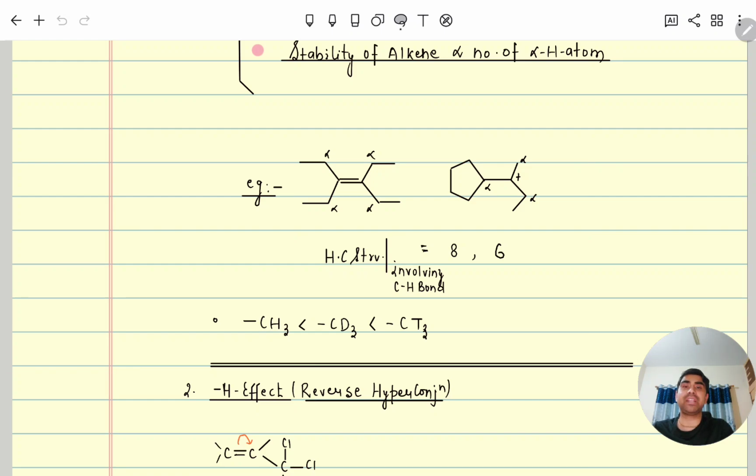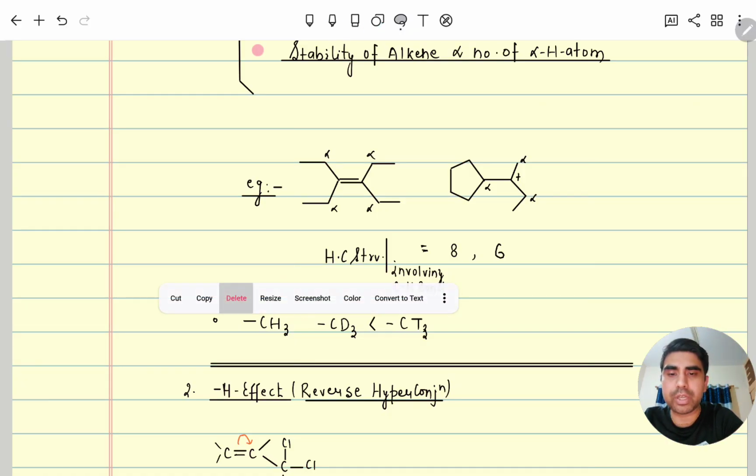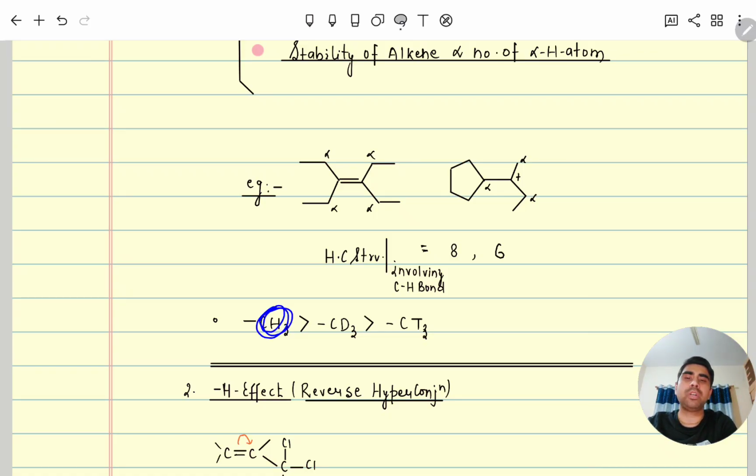Now you remember I told you, for inductive effect, tritium has more plus I effect. Here, for hyperconjugation, it will be the opposite of that. I'm sorry, this one we need to correct. So the more plus H effect will be first CH3, then deuterium, then tritium. Why? Because in the carbon hydrogen bond the electron density is weak and the bond length is more, so it can polarize more, so hyperconjugation is more. Then after that deuterium, then tritium.